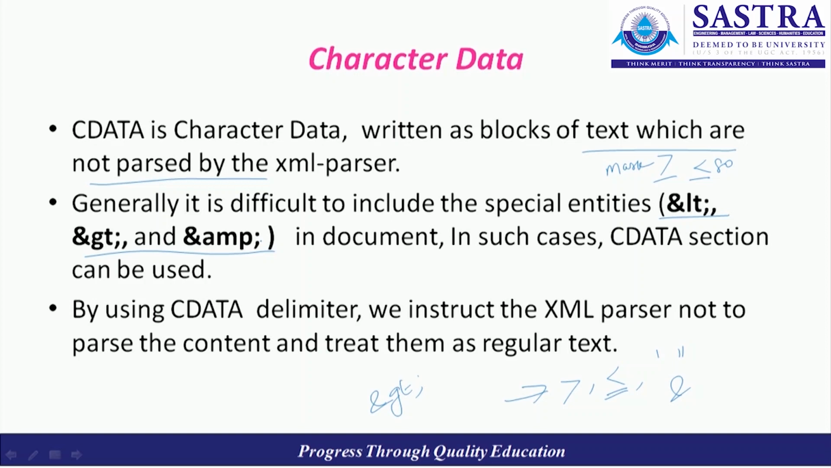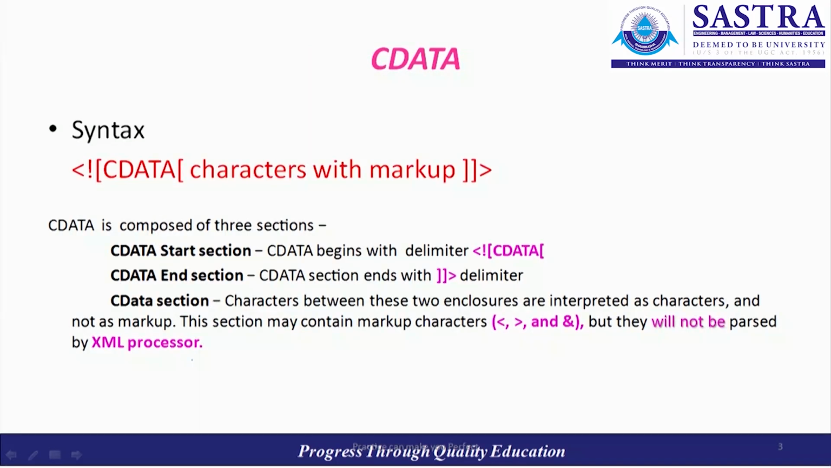It is very difficult to include these special symbols wherever we need them in the XML text. So we have an option called character data, abbreviated as CDATA. It should be given with the proper syntax. If we include this kind of delimiter, it will instruct the XML parser not to validate or parse the content. So, it will be treated as normal text.